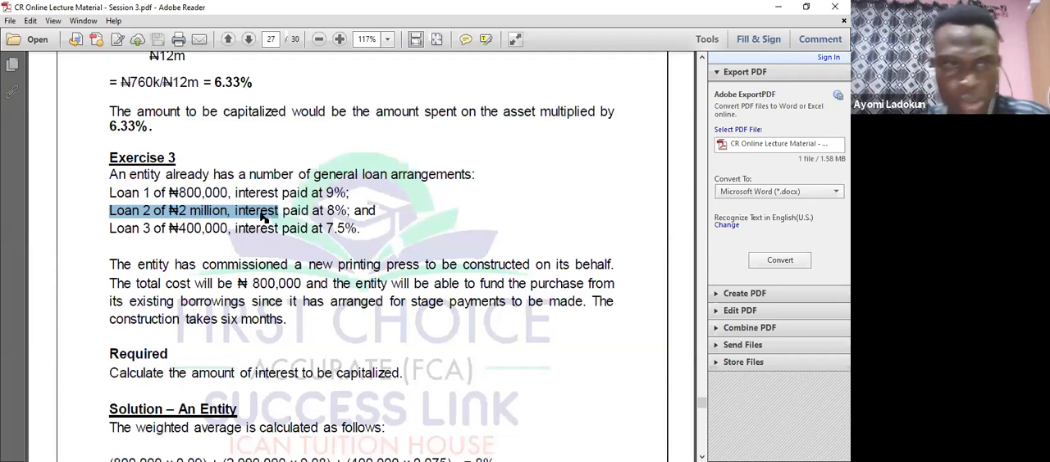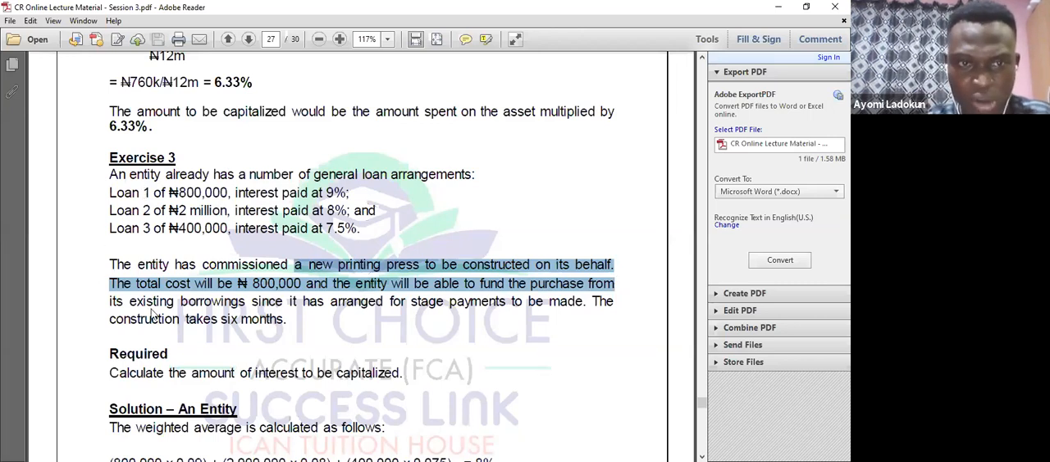Loan 2, 2 million at interest of 8%. Okay. Loan 3, 400,000 at 7.5%. Now, the entity has commissioned a new printing press to be constructed on its behalf. Can you see now? So they have borrowing, general borrowing, okay?